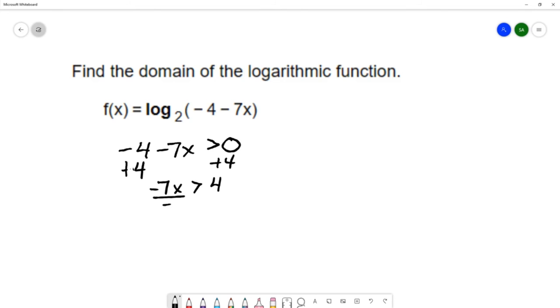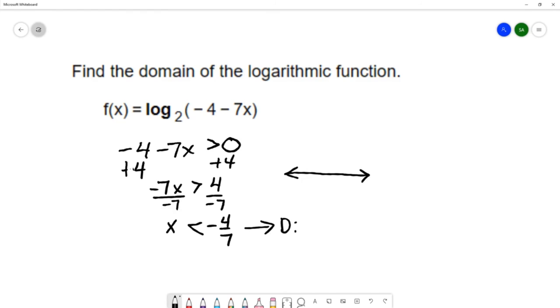I'll divide by negative 7 on both sides, and when you divide an inequality by a negative, you need to reverse the inequality symbol so that it maintains its truth value. So on the left we have x, and on the right we have negative 4/7. So we have x is less than negative 4/7. This is going to be the domain of our logarithmic function.